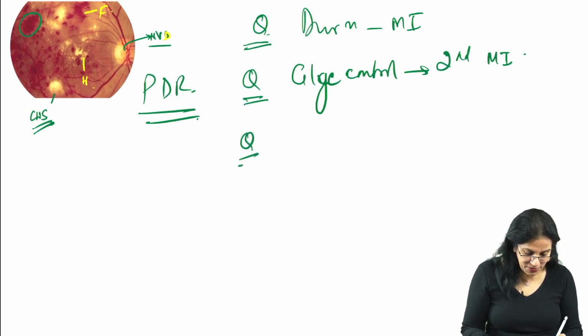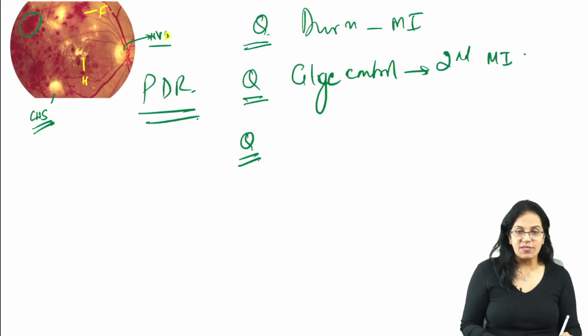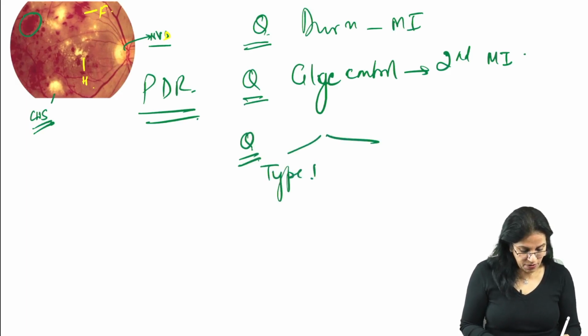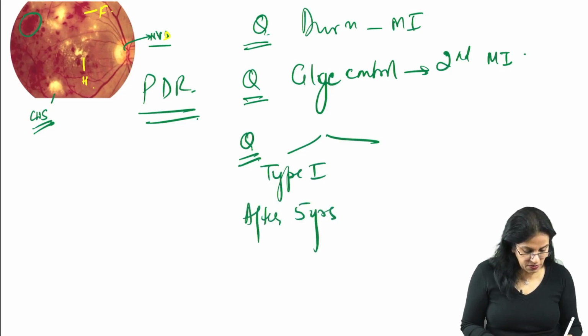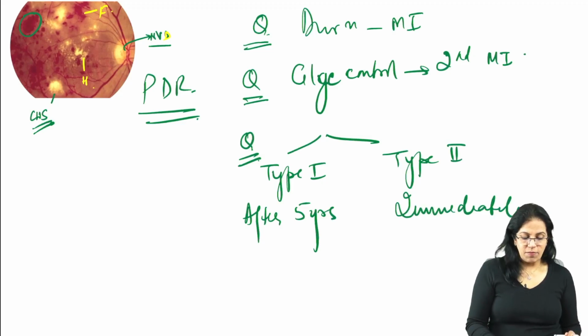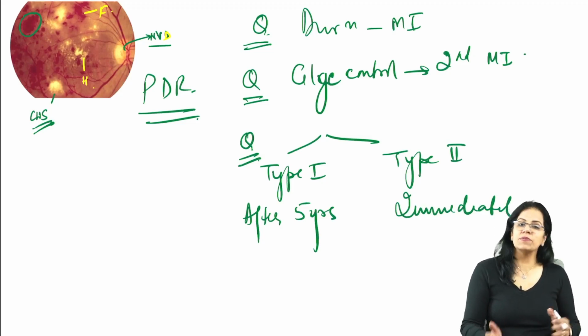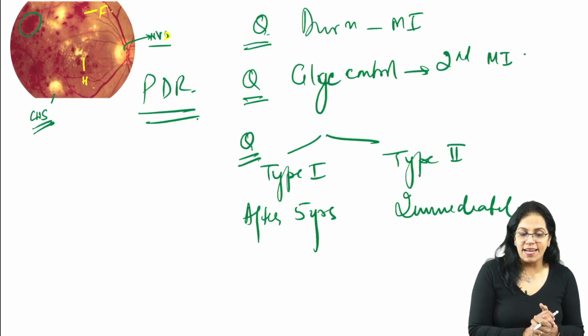Next you have to know about when should you first examine the fundus. This is also asked. If the patient is type 1 diabetes, we wait for 5 years. In case of type 2, immediately. So these are the important points regarding DR that we have to remember. Why immediately? Because we just don't know since when the patient is diabetic.